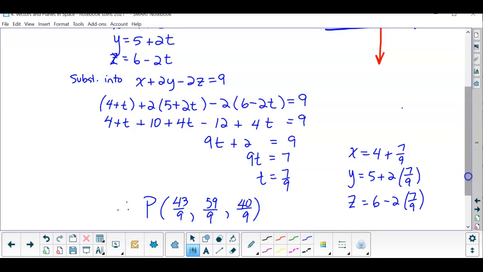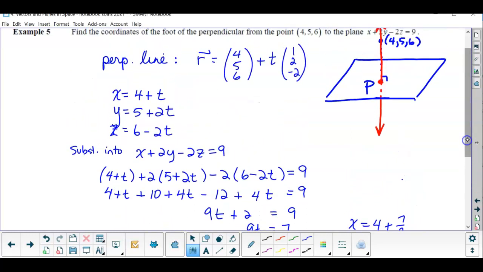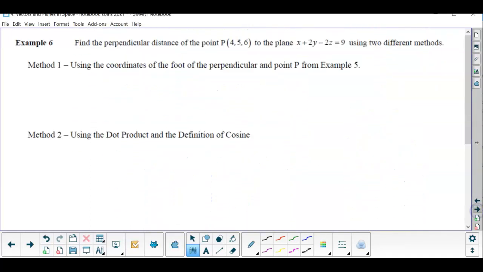If you take a look at the next question, it asks you to find the closest distance, or perpendicular distance, which is the closest distance from a point to a plane, which means we've kind of done one part of that. Two methods of doing it. But if you know where that closest point is to the plane, then you just need to find that distance. Okay? So the magnitude of the vector, we call that upper point Q, PQ. So that's the first method that we're going to use, using the coordinates of the foot of the perpendicular and point P from example 5.